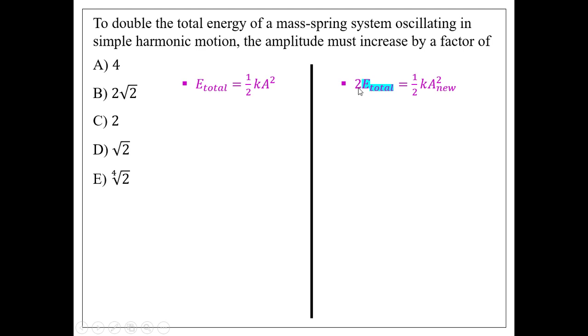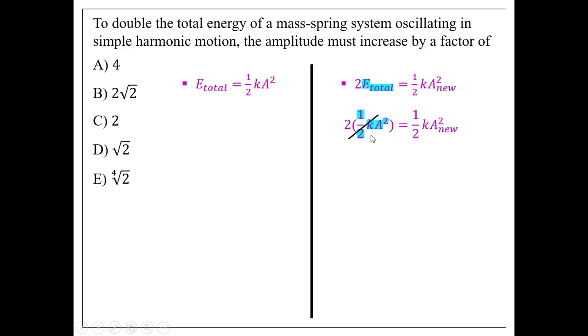Okay. And then E total, we already know from the left side. E total is just 1/2 KA squared. So on the right side, you notice here the 1/2 stays, the K stays, because this question changes the amplitude, not the K. So here I just have the new amplitude squared. So I'm just going to go ahead and substitute out E total for 1/2 KA squared. On the left side, we have a claim that says E total is equal to 1/2 KA squared. So instead of E total, I'm just going to replace it with the true statement.